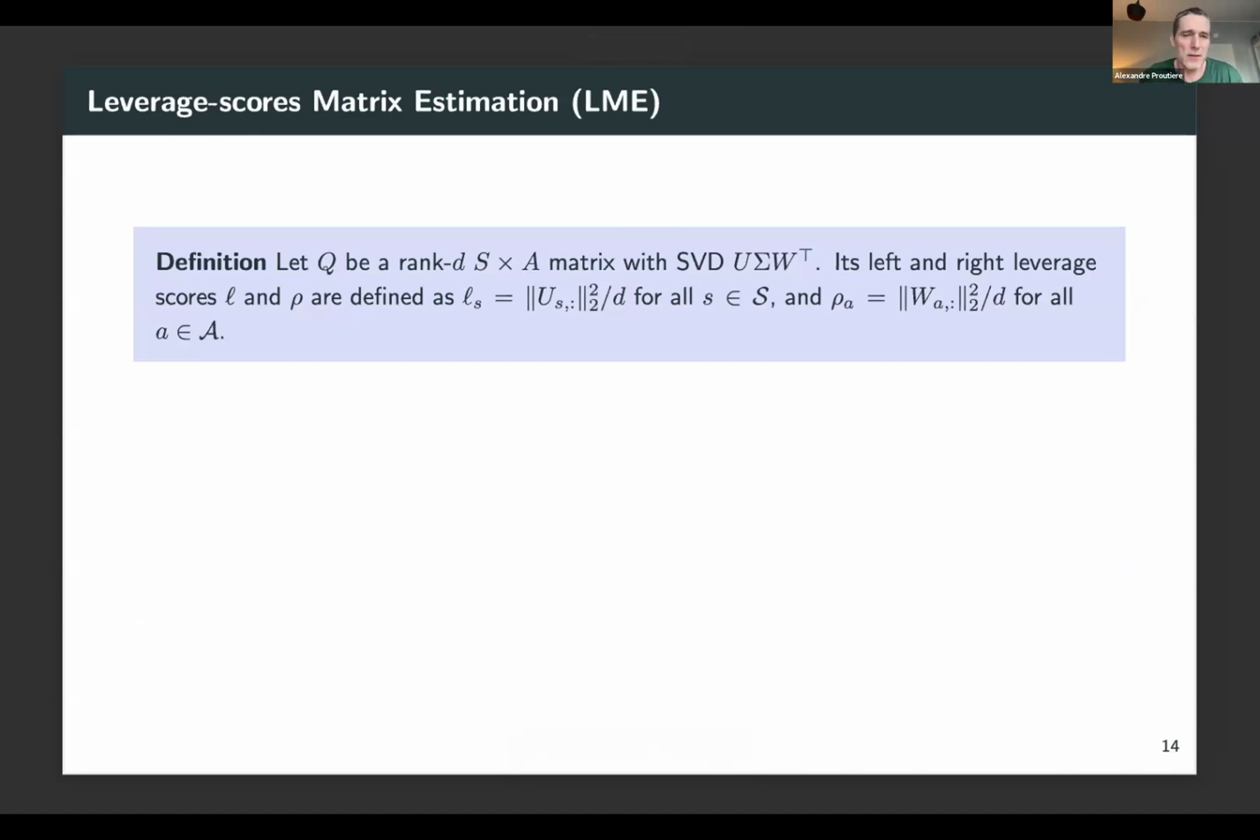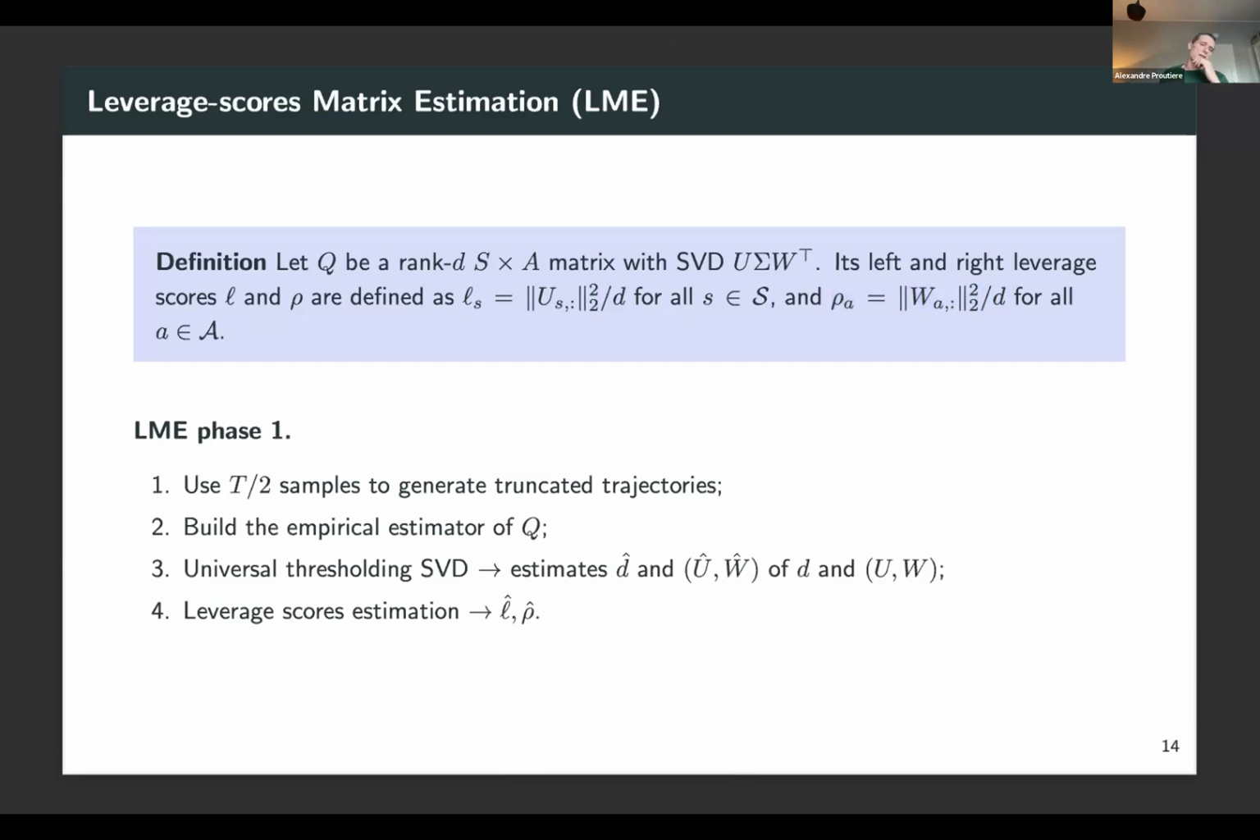We estimate the matrix Q pi by first introducing the leverage scores of the matrix. So if you have a matrix Q and you do its SVD, U sigma W transpose, we define the left and right leverage scores of the matrix as some kind of L2 norm of rows of the matrix stacking all the left and right singular vectors of the matrix. So this is for U and this is for W.